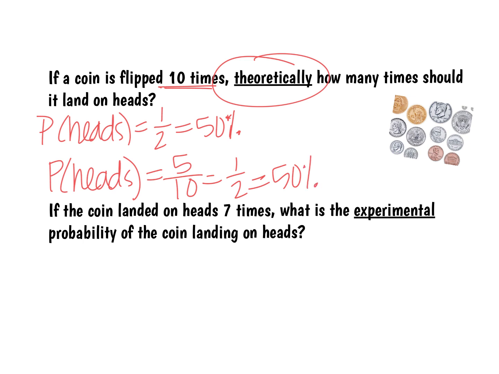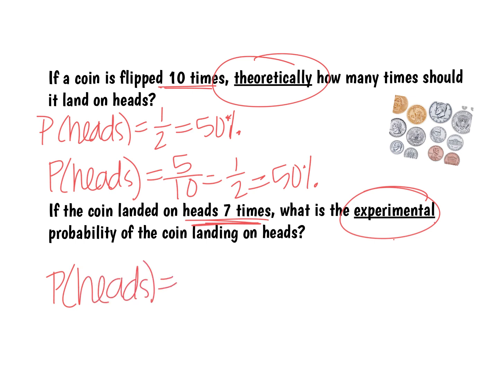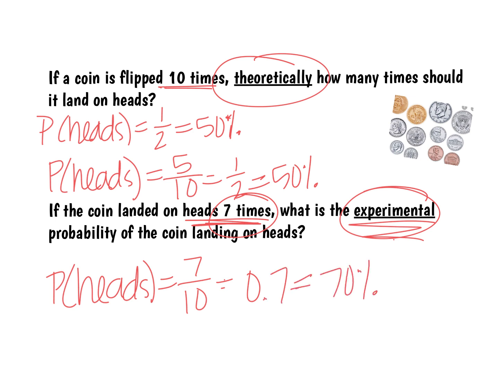If the coin landed on heads 7 times, what is the experimental probability of the coin landing on heads? So the probability of heads after my experiment, because I got it 7 times, was 7/10, which is 0.7, which is 70%. Because I flipped it 10 times and I got heads 7 times.